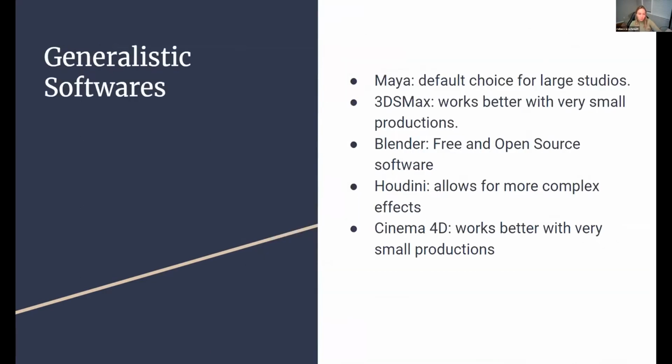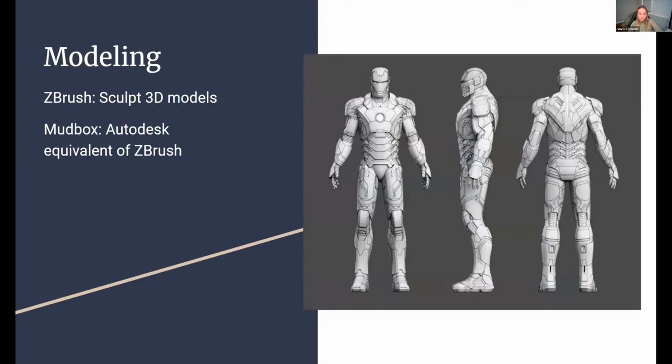So you can start off by going over the general software that is used for 3D animation and VFX. The most common one is Maya, which is the default choice for a lot of large studios. And then 3ds Max, it's not really used that often. It's for very small productions. Blender and Houdini are used a lot more as well, but Blender is free. And then Houdini allows for more complex effects, like simulations and particle effects, water, fire. And then Blender is not really used too often in studios. And then also Cinema 4D. So those are the main ones.